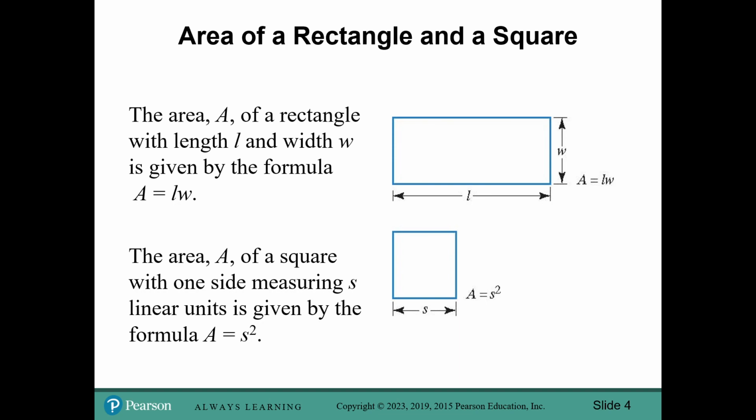Now with a square, each side is the same length, so the area A of a square with one side measuring S linear units is given by the formula A equals S squared, which is essentially still the same thing as length times width, but here the sides, which is what S stands for, are the same, so you could just square it or essentially multiply it by itself.